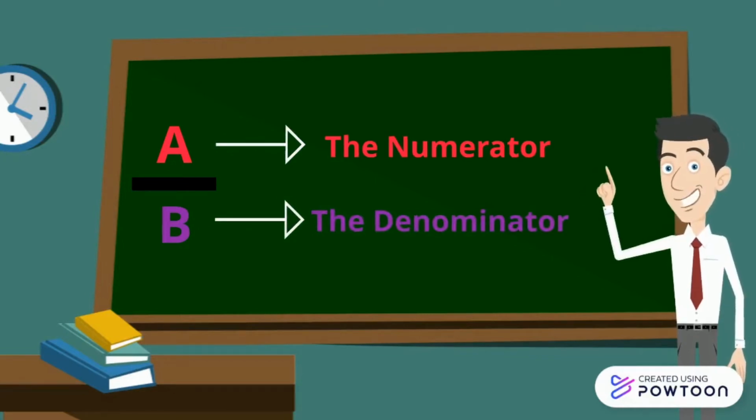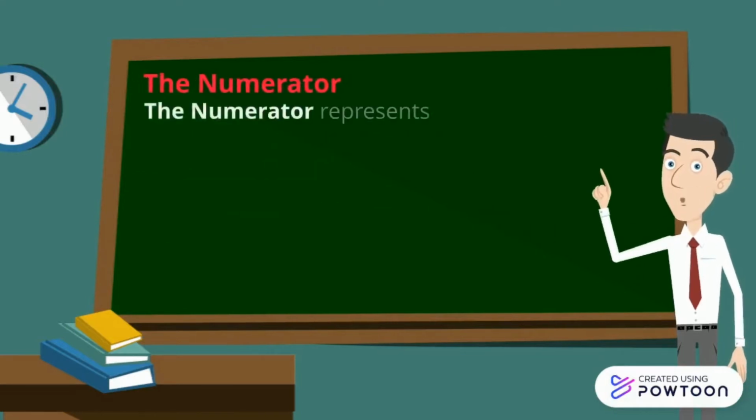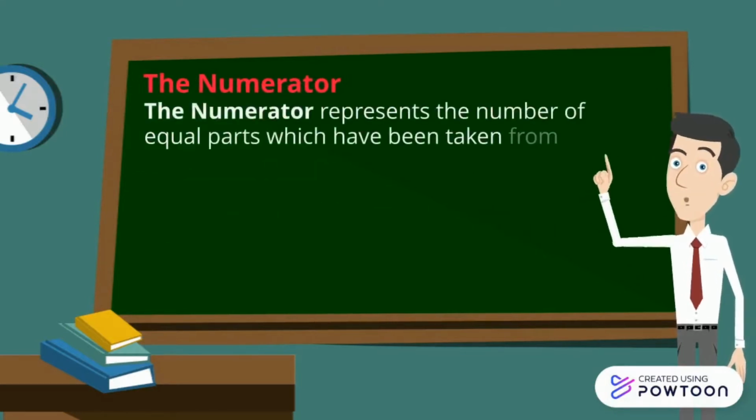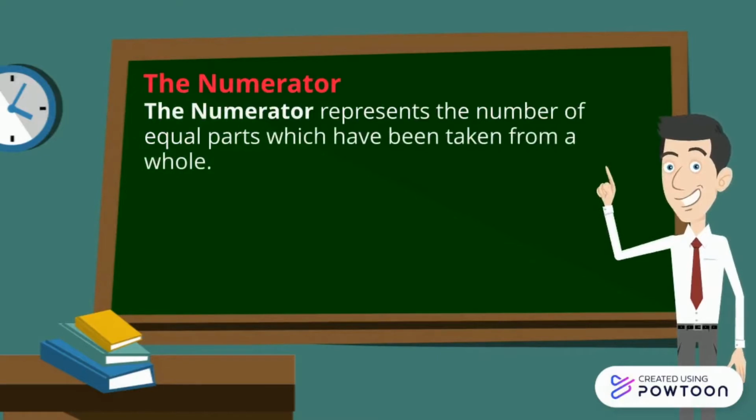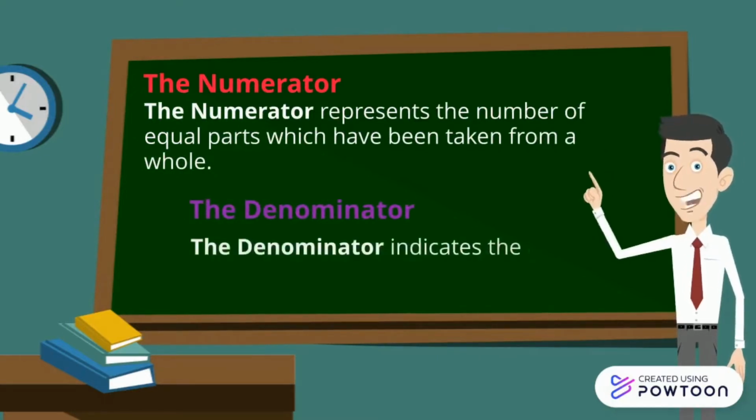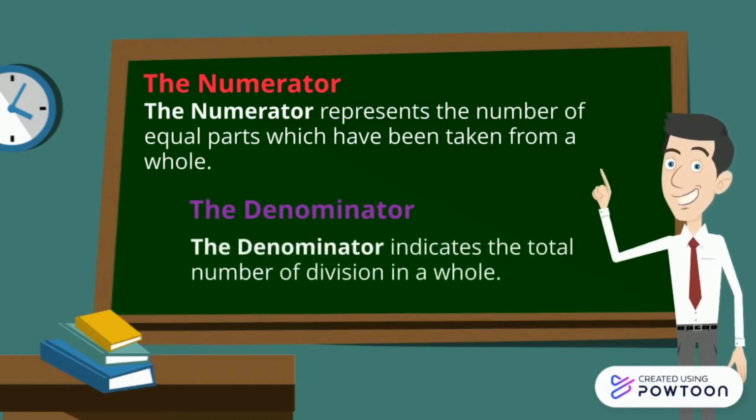Now, what do numerator and denominator mean? Well, the numerator is a number that represents the number of equal parts which have been taken from a whole. And the denominator is a number that indicates the total number of divisions in a whole.